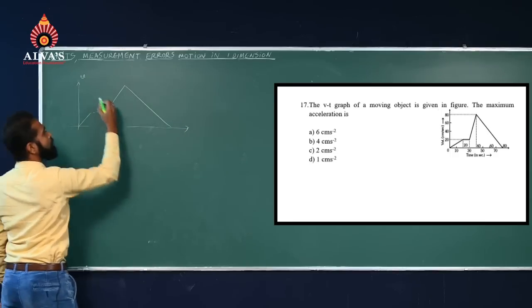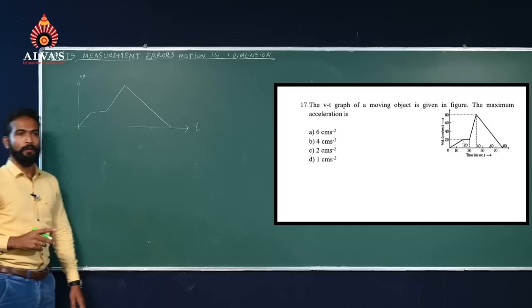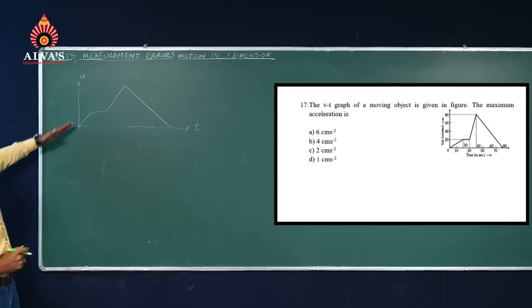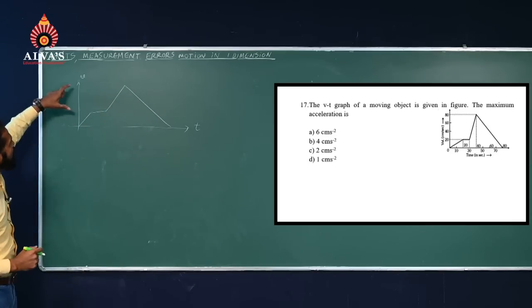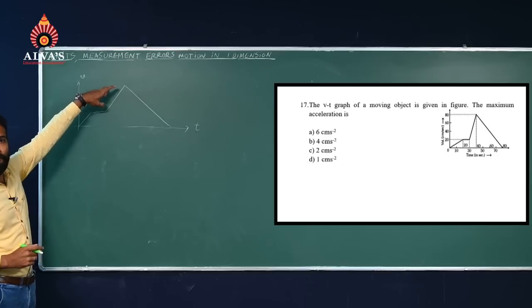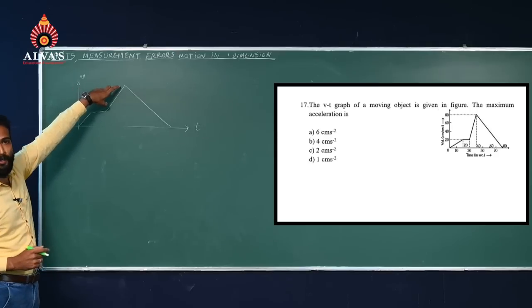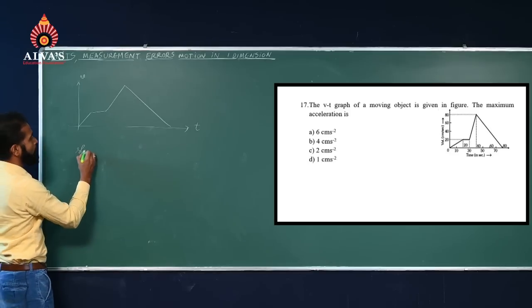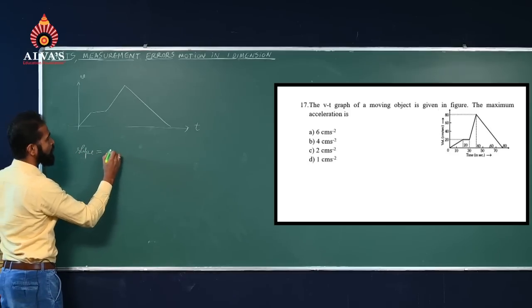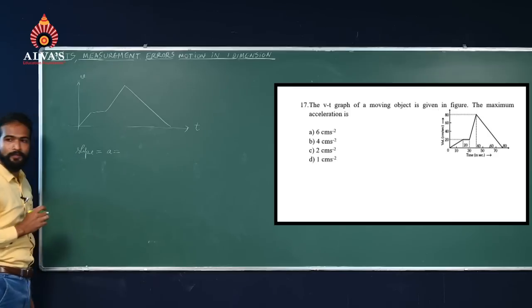And it's a v-t graph, but what is asked is the maximum acceleration. So the graph has a total of 4 straight lines. So the acceleration will be maximum where the slope of the graph is maximum, because the slope of the v-t graph always gives you acceleration. So you have to find out where the slope is maximum.